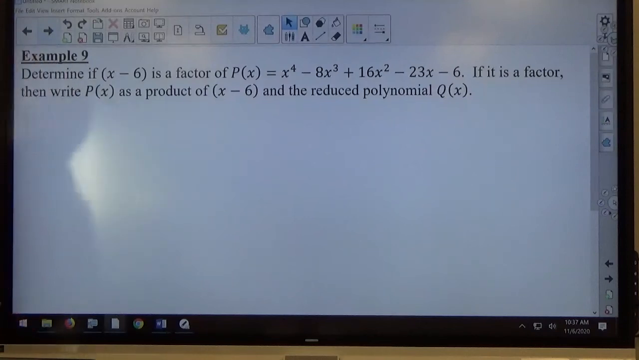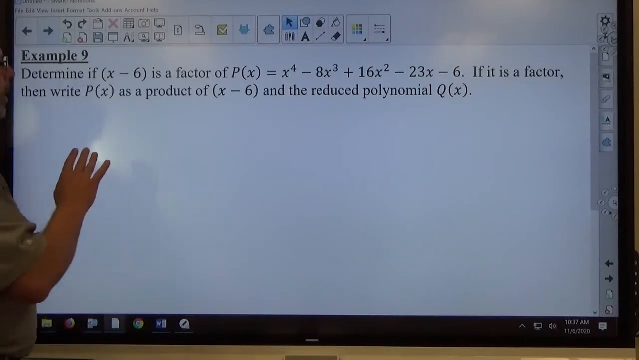All right, for the last example, determine if x minus 6 is a factor of p of x equals all that stuff. If it is a factor, then write p of x as a product of x minus 6 and the reduced polynomial q of x. All right, so there's p of x, q of x, reduced polynomial, factoring, all this kind of stuff going on here. This is just an application of what we've been doing in this chapter, division of polynomials.